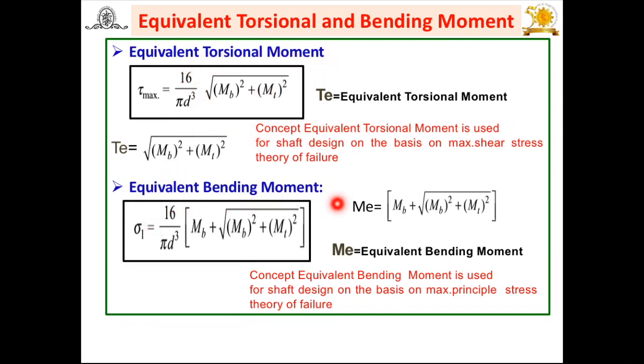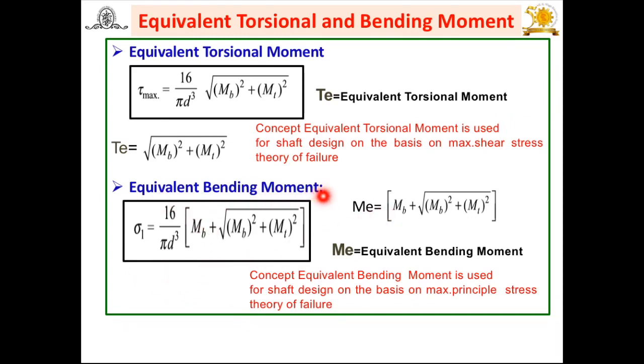Another one is the equivalent bending moment. This concept is based on the maximum principal stress theory of failure. According to this theory, sigma 1 is equal to 16 upon pi d cube under root Mb square plus Mt square. The term Mb plus under root Mb square plus Mt square is known as equivalent bending moment, Me. You can substitute here, so you will get sigma 1 is equal to 16 upon pi d cube into Me.